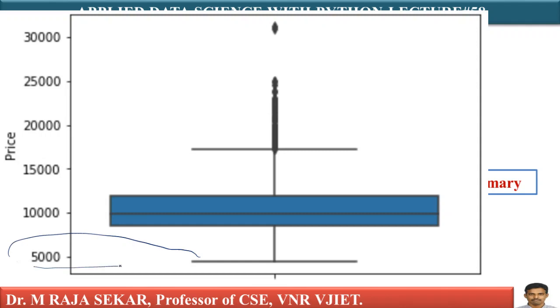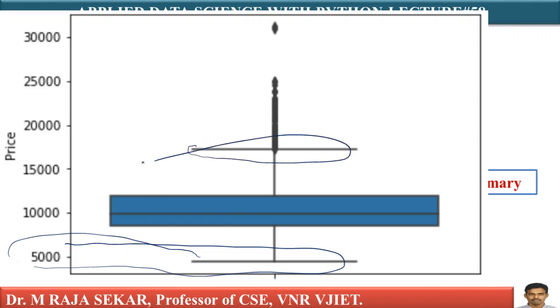This one represents the lower whisker. Approximately it is 5,000 euros. And the upper whisker represents the maximum value, excluding the outliers. The maximum value of the car is between 15,000 and 20,000, around 16,000 to 17,000, by excluding the outliers or extreme values.